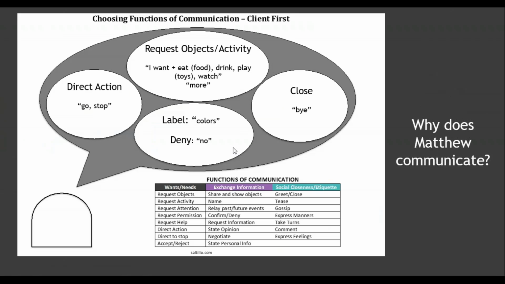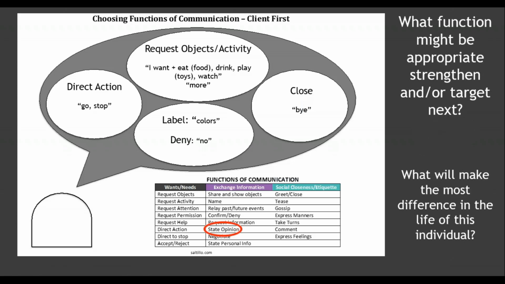We also took an inventory of his functions of communication. And when we think about Matthew, we know that he communicates to request objects. He says things like, I want iPad, I want to eat, I want to drink. We know he directs preferred actions using go and stop. We know he can label colors, and we know he can deny with no. That's something we see a lot, right? And then we ask ourselves, what might be appropriate to strengthen or target next? Or asked another way, what will make the most difference for Matthew? So this is where you realize there are so many things we can work on, and it's tricky. It can be tricky to decide what to work on next.